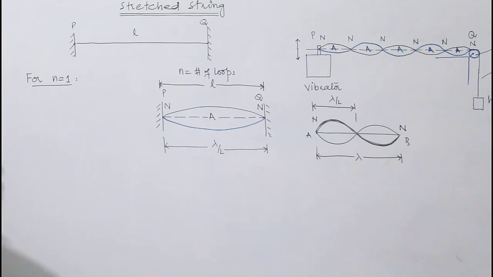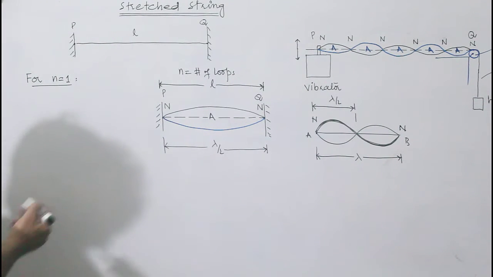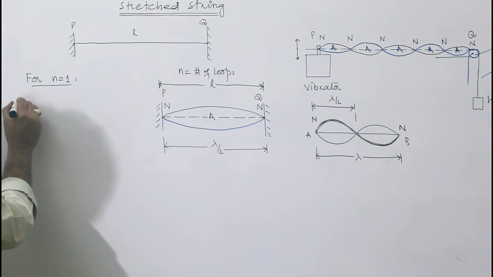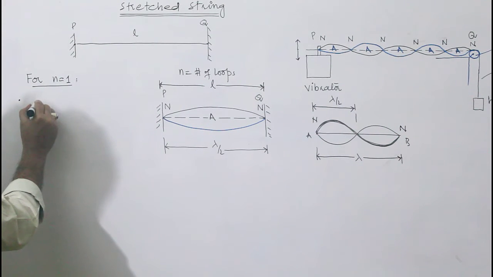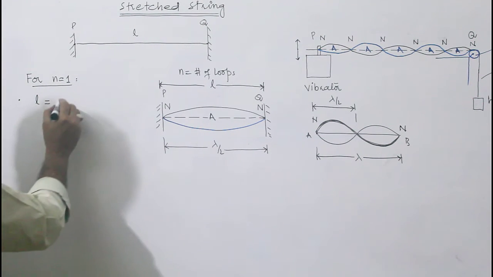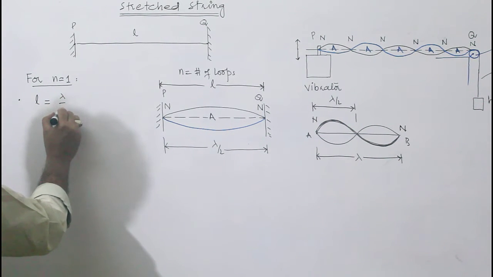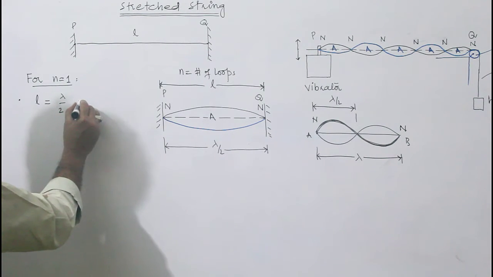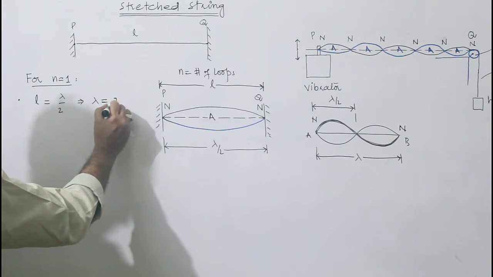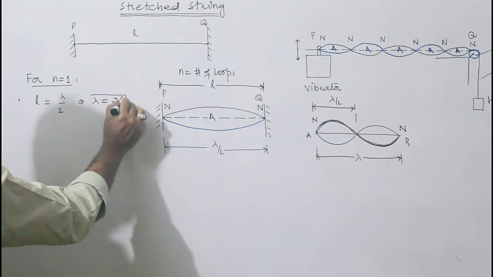Now we can describe the frequency. Before the frequency, we will discuss the relation between the length of the string and the wavelength generated for the one loop. So L is equal to lambda over 2, and the value of lambda becomes 2 times the length of the string.